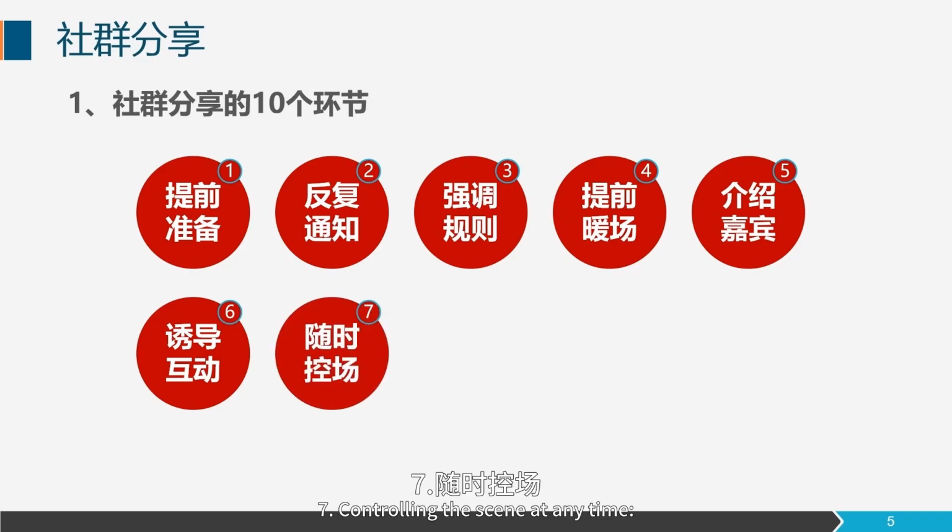7. Controlling the scene at any time. If someone interrupts during the sharing process or brings up irrelevant content, the host should privately remind and guide them to follow the sharing order first.